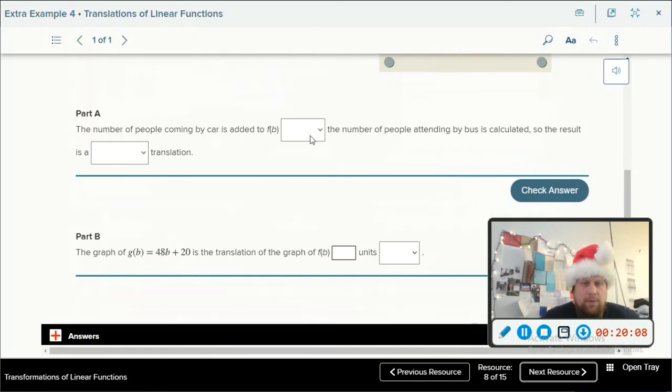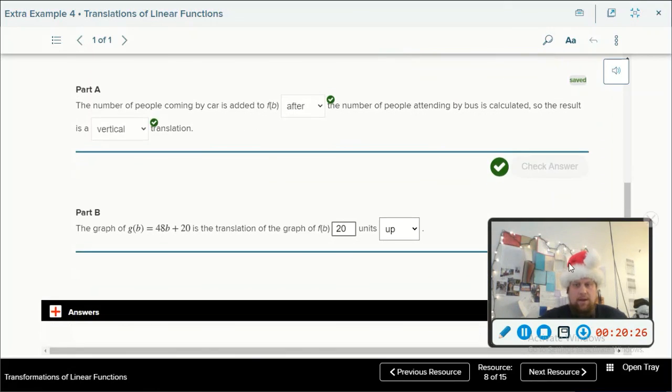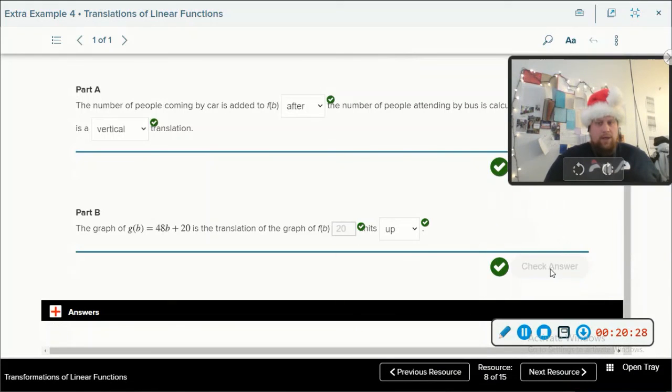So the number of people coming by car to f of b is after the number of people attending by bus is calculated. So the result is a vertical translation of the graph f of b, 20 units. And where is it going? It's going up. Awesome. Let's see, did we do it right? I always like to prove. Did I do it right?